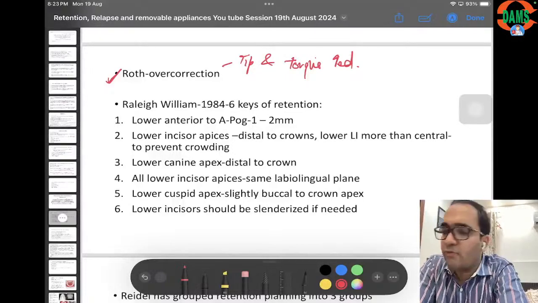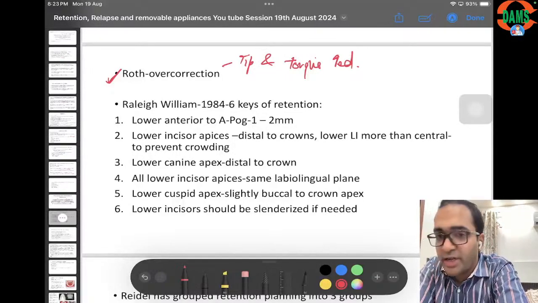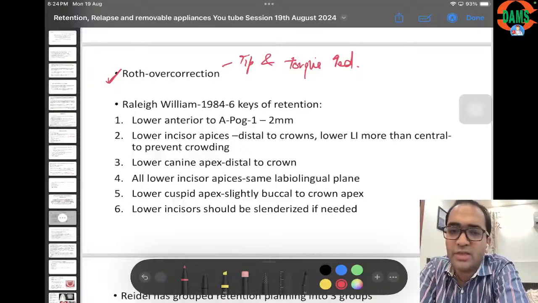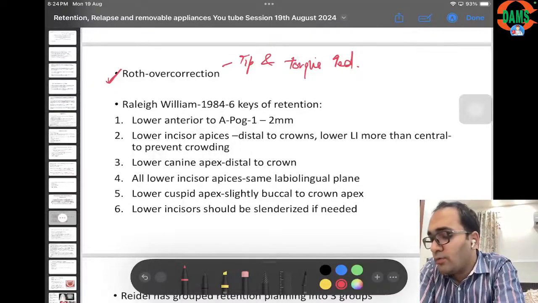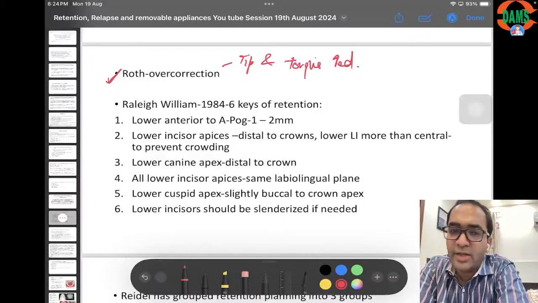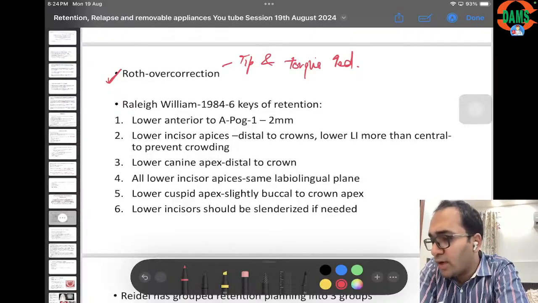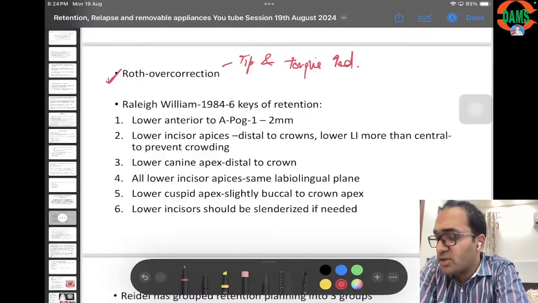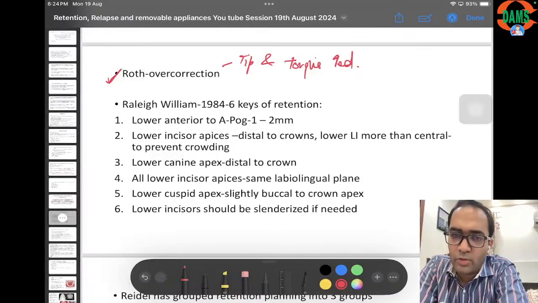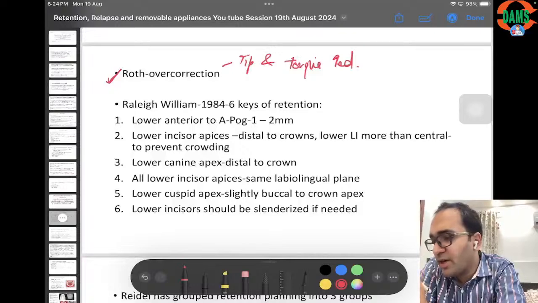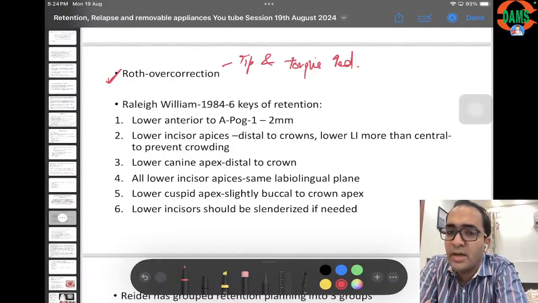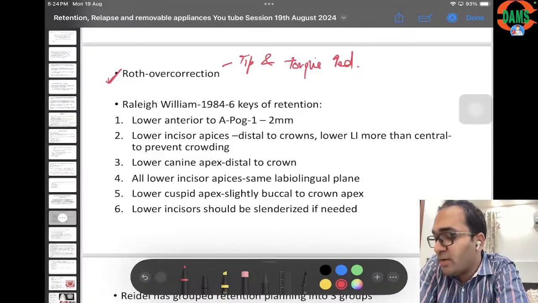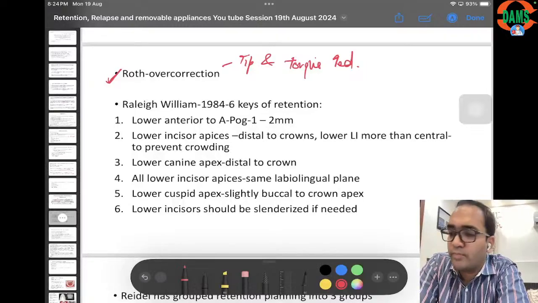Next, likewise, various scientists have come up with their keys of retention. We have done Riedel's, we have done Moyer's. There's another scientist known as Ricketts Williams. He gave 6 keys of retention. So what are these keys? The lower incisors to the A-Pogonion line should be 1 to 2 mm. The lower incisor apices should be distal to the crown, that is, the crowns are mesially tipped and the root apices are distally tipped. And the lower lateral incisors should be more distally tipped than the centrals to prevent crowding.